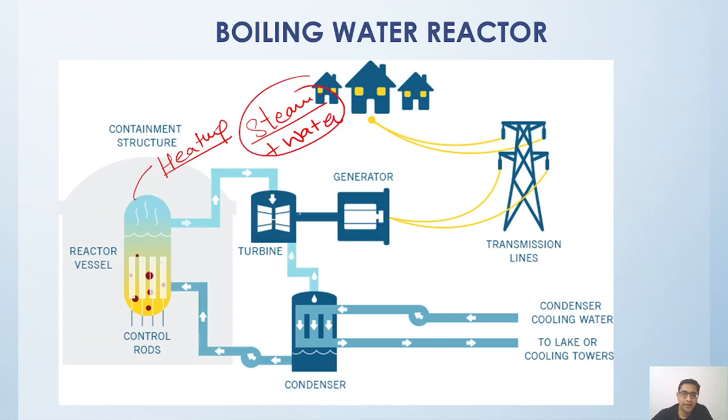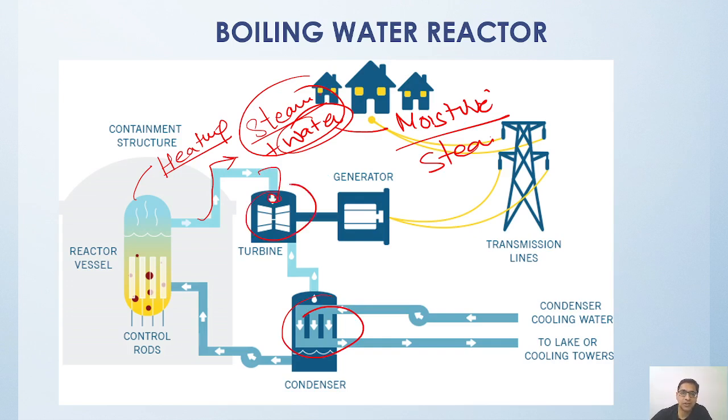So here the steam-water mix will be sent to a separate vessel, which will be separating the moisture from the steam, okay. The moisture will be sent to the condenser again and separated out, and the steam will be utilized to run the turbine. Then the unused steam will also be sent to a condenser, where it will be further converted into water, and this water is again fed as a coolant into the reactor vessel, okay.